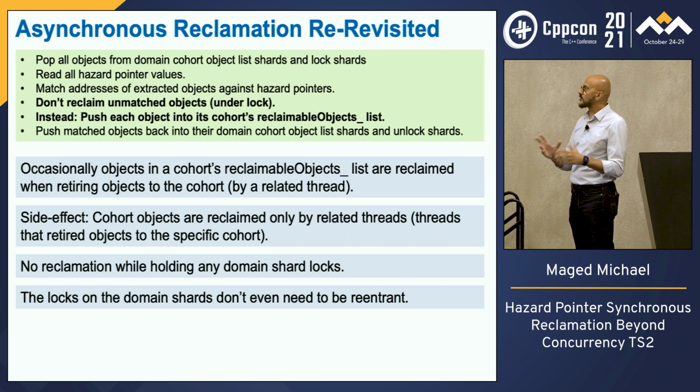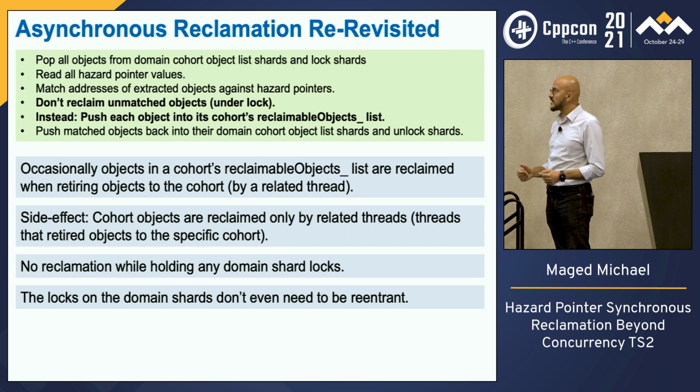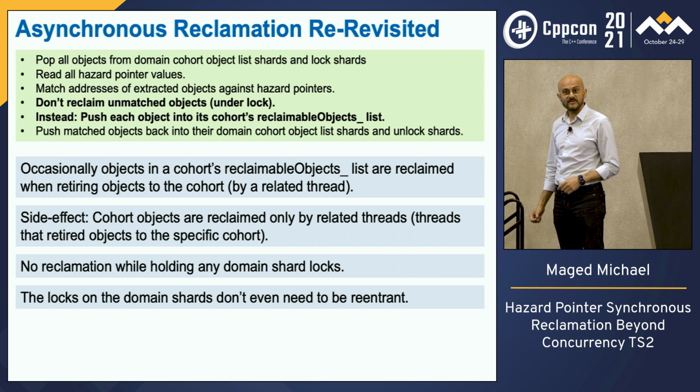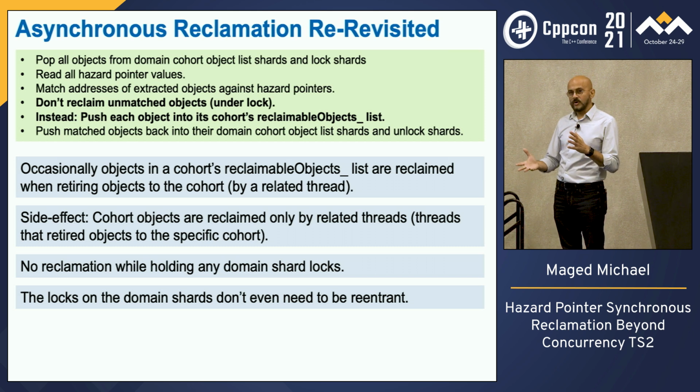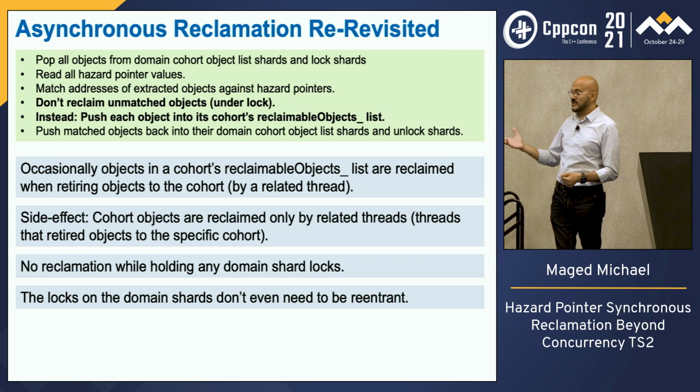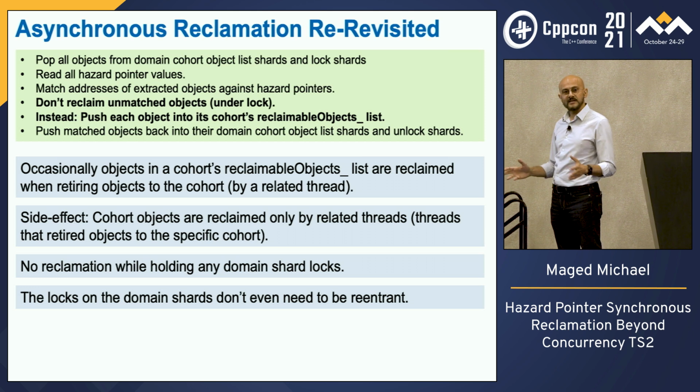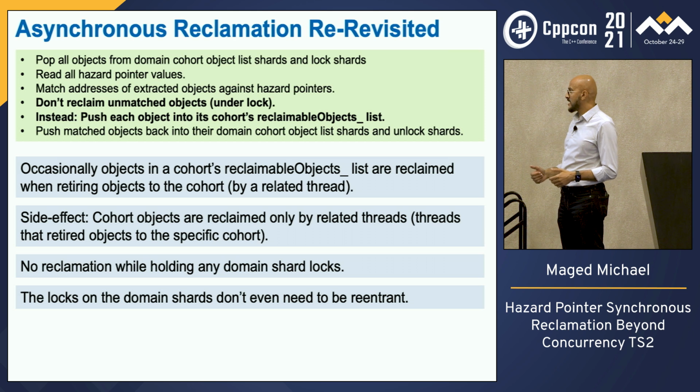What happens in the cohort is that occasionally, whenever a thread needs to retire an object to a cohort, it will check that list. Is this list empty? If not empty, it goes ahead and deletes the objects that have already been determined by asynchronous reclamation to be reclaimable. A good side effect is that cohort objects are reclaimed only by related threads that retire objects to that specific cohort. That's good because there's always a downside to having threads that have nothing to do with an object do the reclamation for it. Another good side effect is that there's no reclamation while holding any shard lock. And now the locks on the domain shards don't even need to be reentrant, so they're really simple locks.